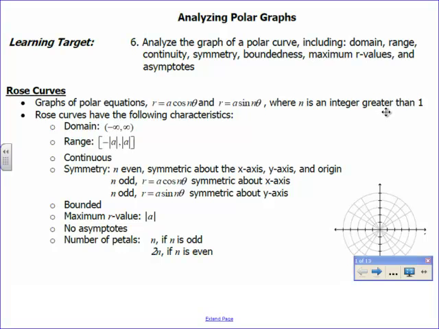Okay, so you spent some time yesterday going through the properties of polar graphs, the max R values and symmetry. And you saw different equations that looked like different shapes. That's because we have several categories of polar graphs that we're going to analyze.